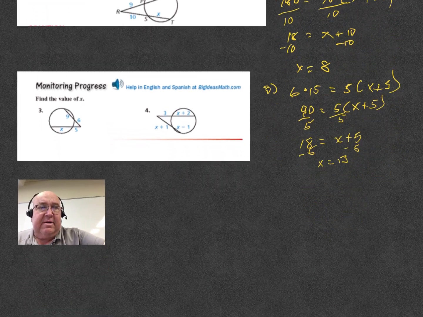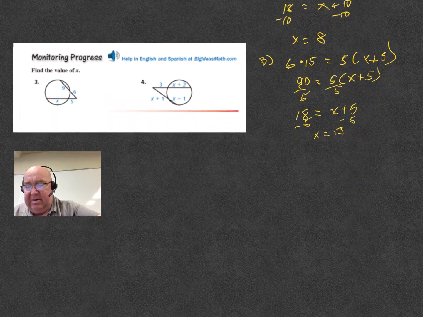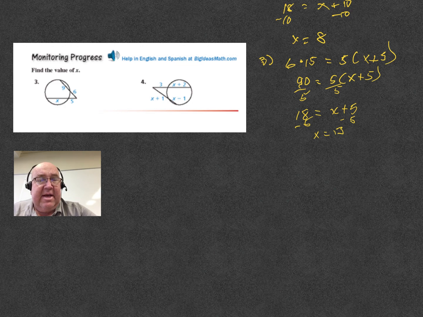Moving up a little bit to a longer problem here. And this one actually did have to be worked out a different way. So we're going to have, basically for number 4, 3 times x plus 5 because I add 3 to x plus 2. And then we're going to have x plus 1.